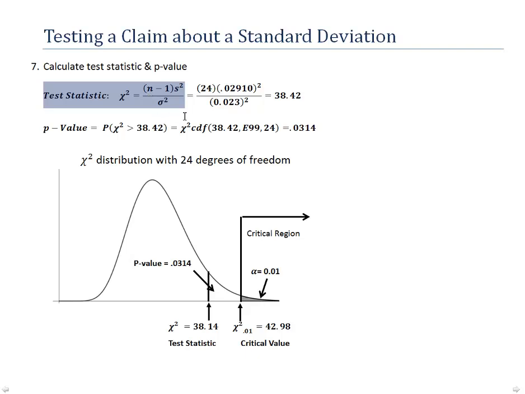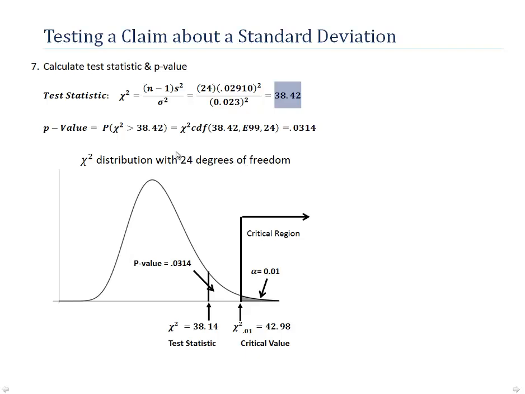Looking at that, we see we've got all the information we need. N minus 1 is just the degrees of freedom. S squared is the square of the sample standard deviation, and sigma squared comes from the null hypothesis. Substituting those numbers into the formula, we get a test statistic of 38.42.